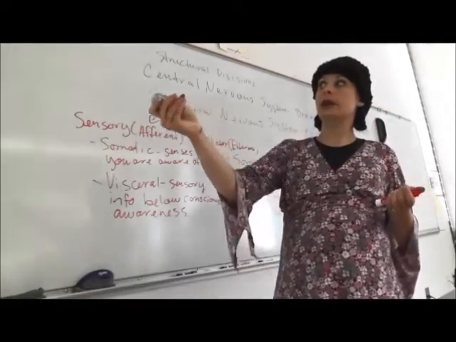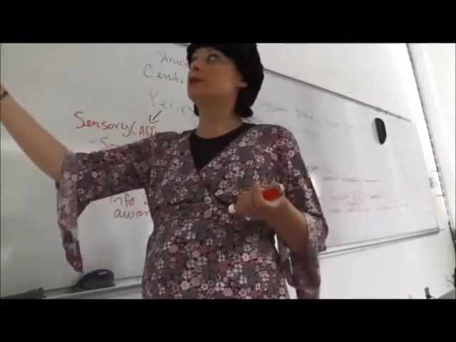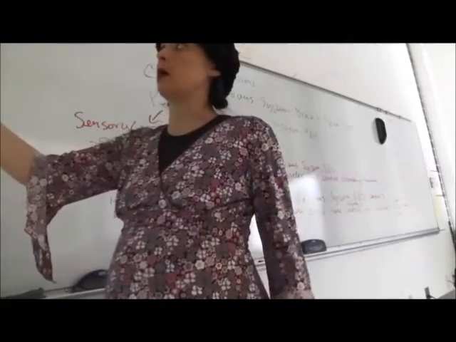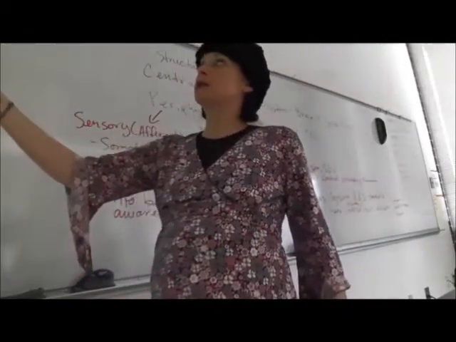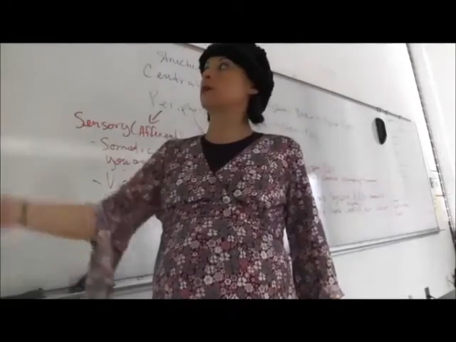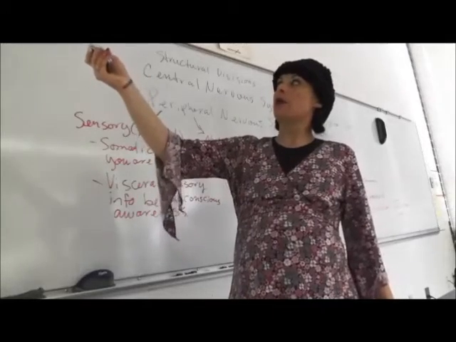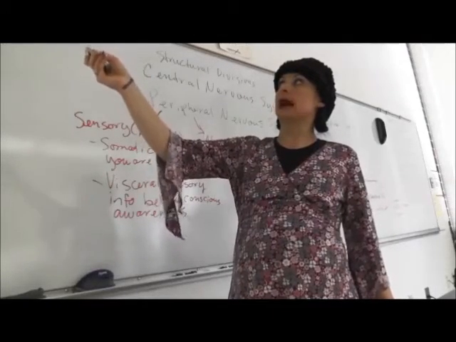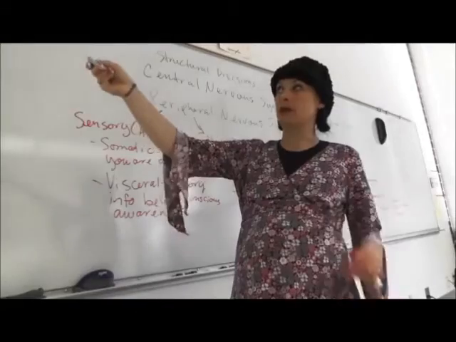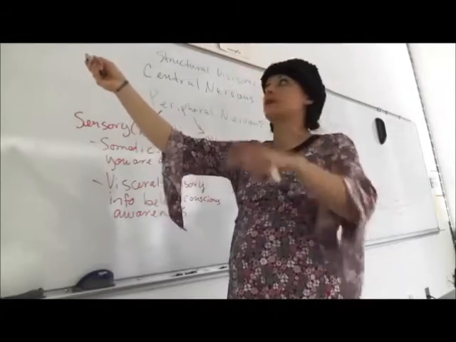So our somatic is bringing in information that we're aware of. The visceral is bringing in information that is below our conscious awareness. And so it's taking information from those receptors to our central nervous system. If we have to do anything about any of that, we've got our motor division, or the efferent division, that brings down commands from the central nervous system to the peripheral nervous system.